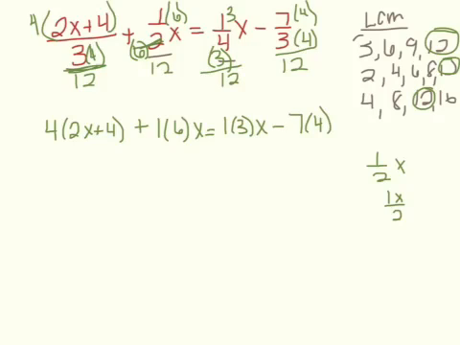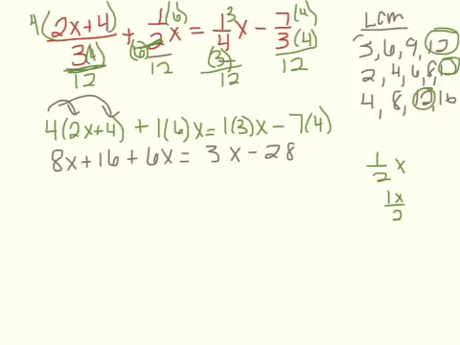So let's go ahead and distribute and clean up just a bit. 4 times 2 is 8x plus 16 plus 6x equals 3x minus 28. We do have some like terms, so let's go ahead and combine these like terms on the left. So I'm going to have 14x plus 16 equals 3x minus 28.